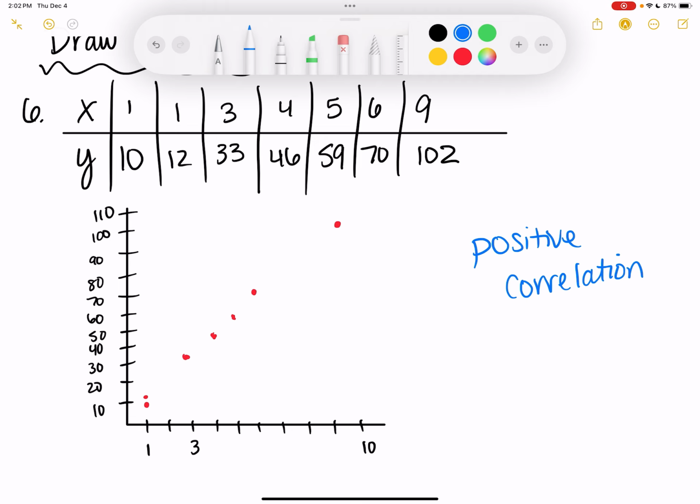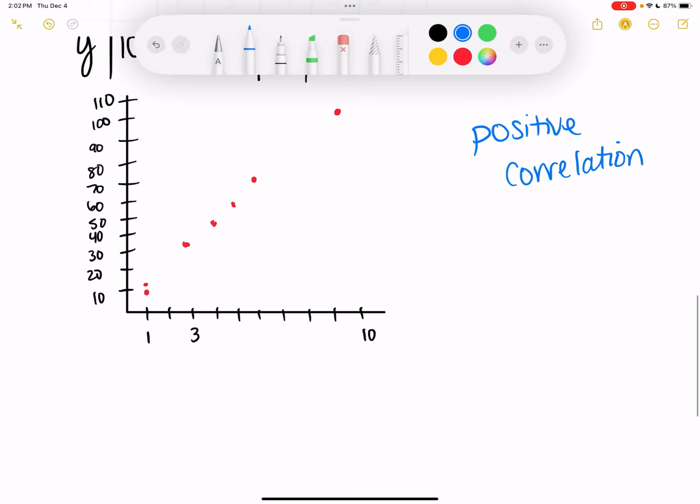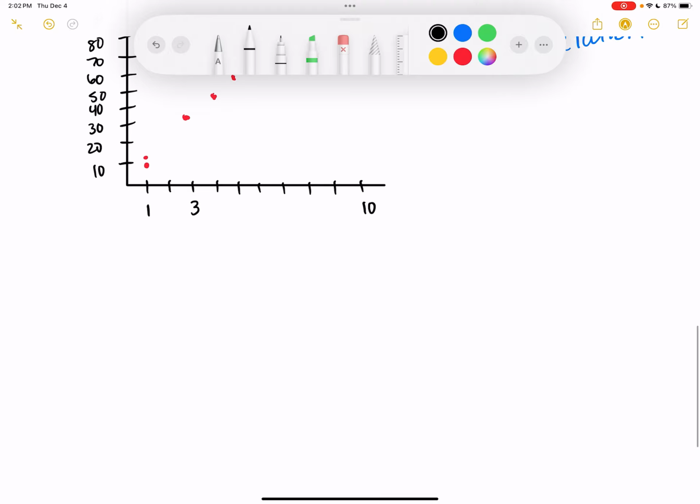All right, now some of them are going to have negative numbers, so we'll do one that has negative numbers so we can see what that looks like.